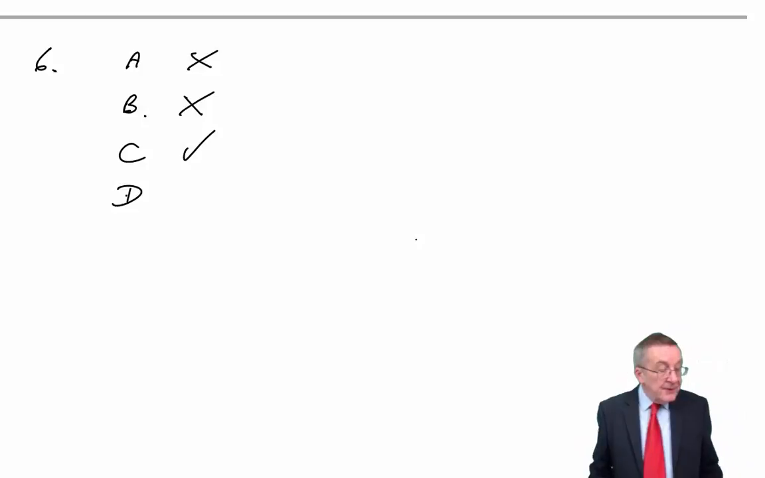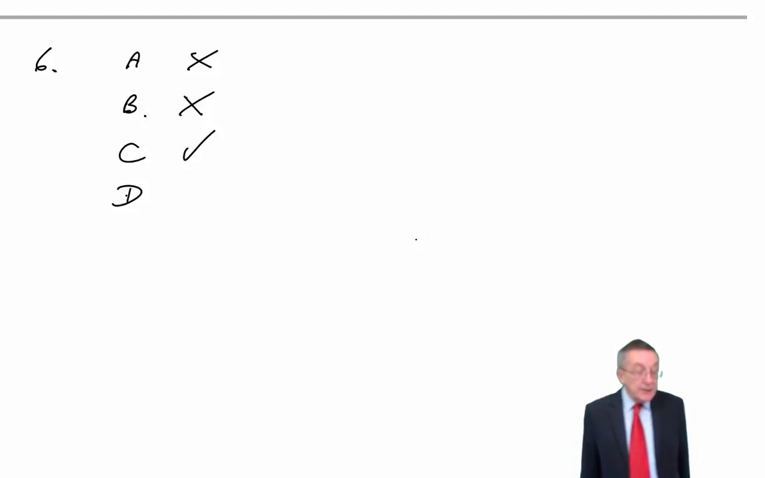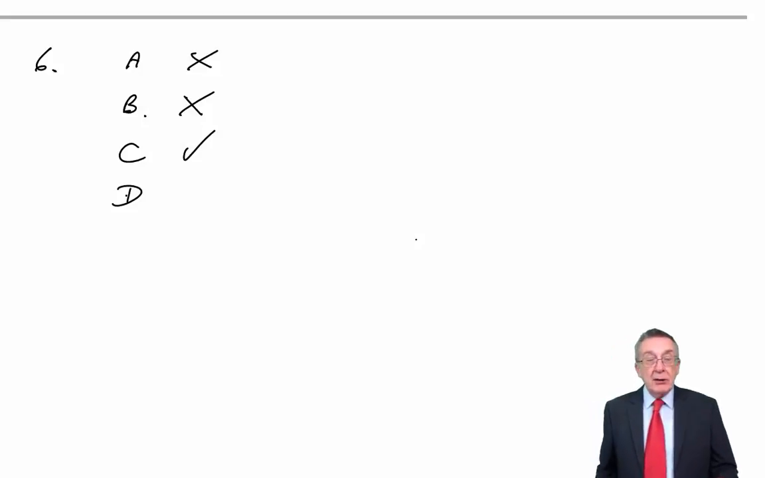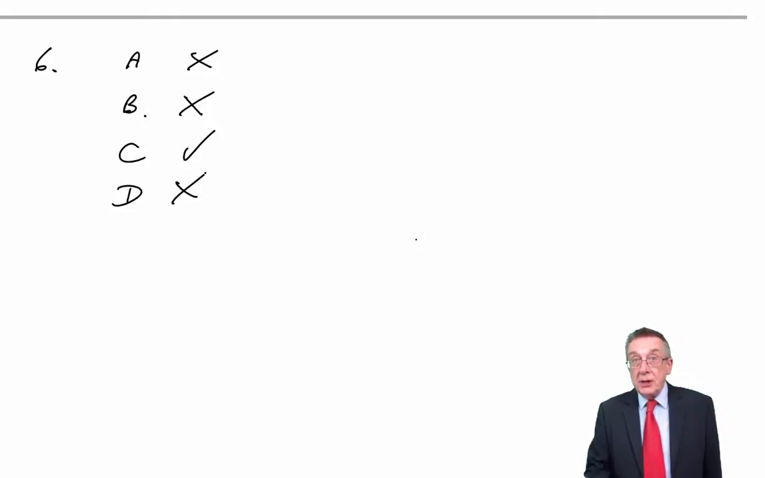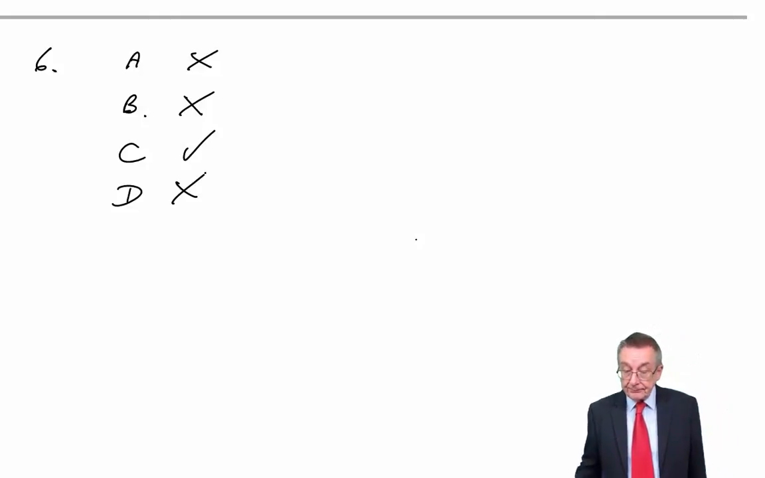Finally, D, government restrictions on bank lending are associated with soft capital rationing. No, that would be hard capital rationing. Hard capital rationing is when we can't borrow anymore. Soft capital rationing is when we can borrow more, but we choose not to. We set our own limit.